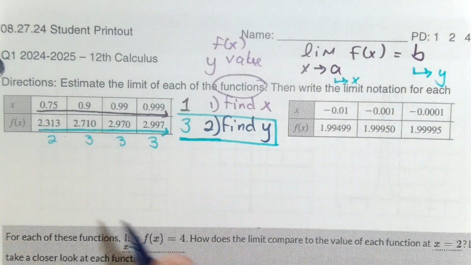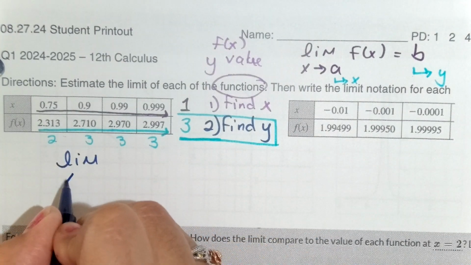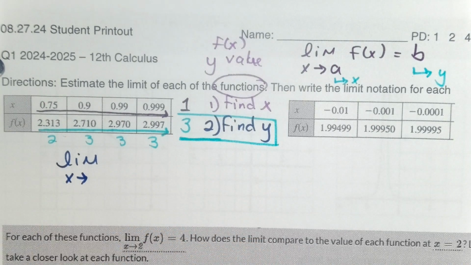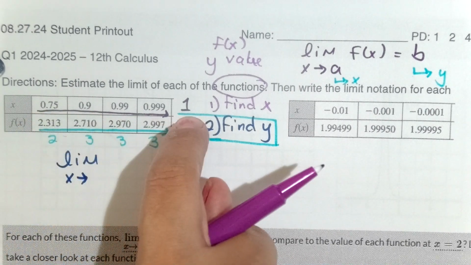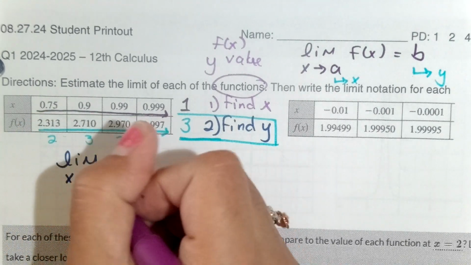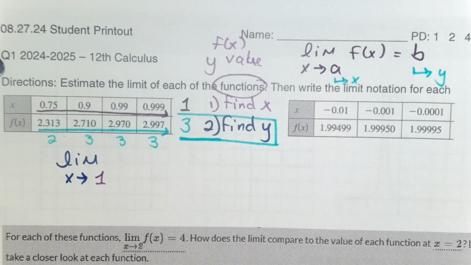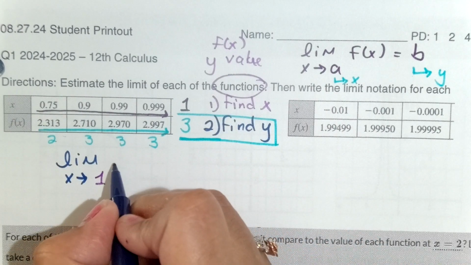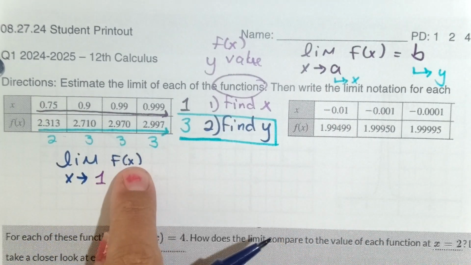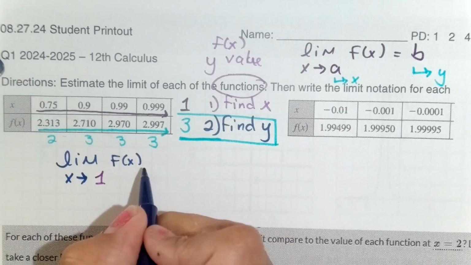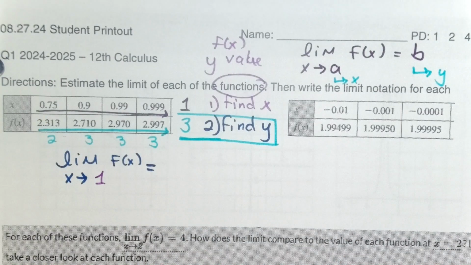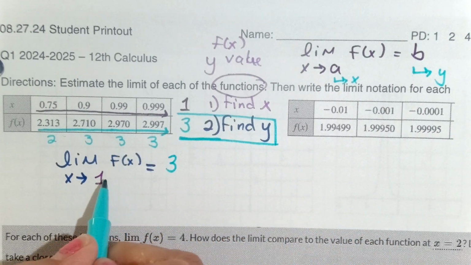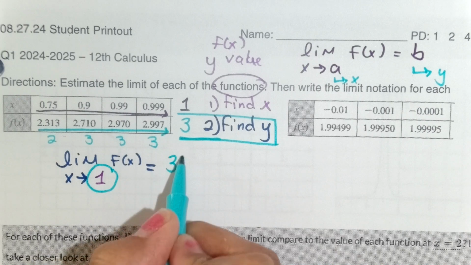So we're going to start. The limit as x approaches, what number did we find for x? 1. Am I going too fast? Anybody? Okay. I don't know what the function is yet, so I'm going to put f of x. Eventually, we're going to actually have an equation here. Is equal to, what was the y value we found? 3.